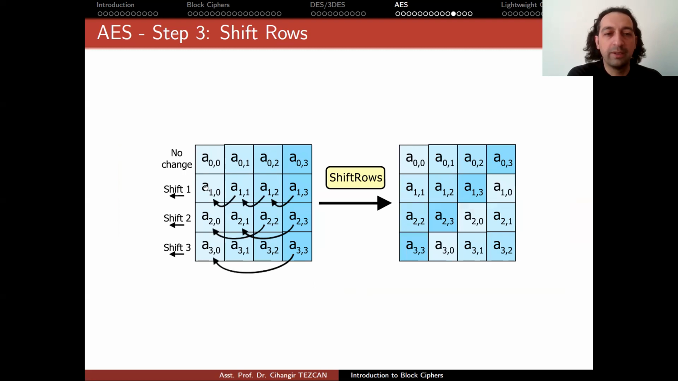byte shift to the left. Actually, this is not a shift but a rotation, because you take this byte and move it to the left, and the leftmost byte is taken here. So as you can see, it is written like this. In the second row, you shift 2 bytes to the left, and in the third one, you shift 3 bytes to the left, and obtain this one. As you can see, this provides a diffusion among rows.